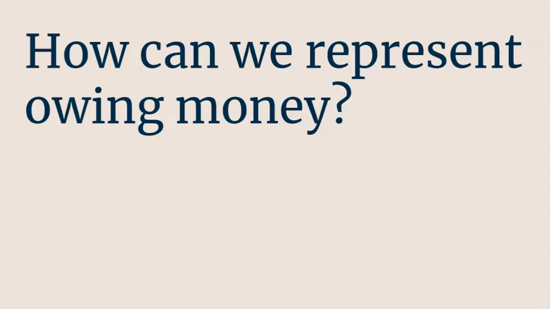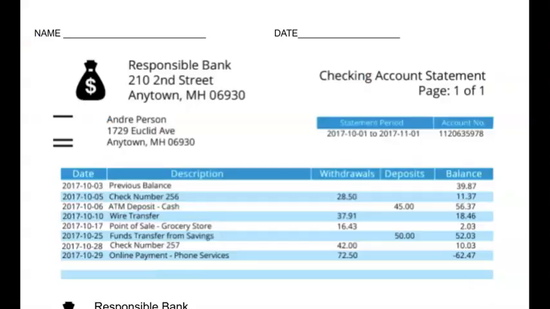So in Priya's case, she wants to buy $150 worth of tickets, but only got paid $135. So she's going to have to find where that extra money's coming from. How can we represent owing that money to the bank?